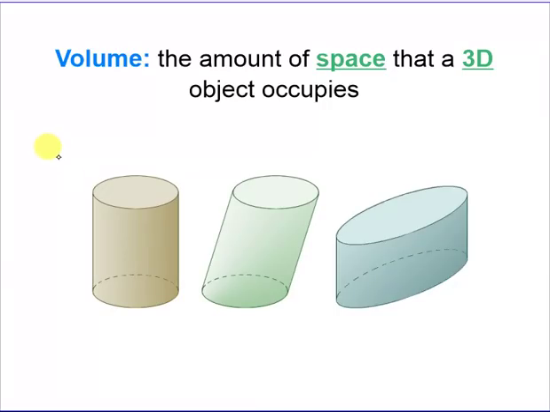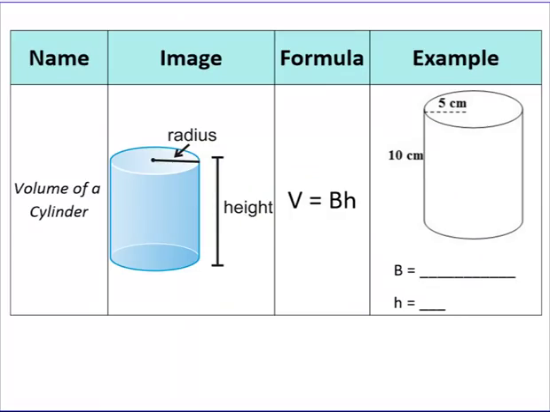Just to remind you, volume is the amount of space that a three-dimensional object occupies. So we're not talking about a plane figure that you simply draw on a piece of paper. A three-dimensional object is something that takes up space. You might want to pause the video so that you can take out your volume and surface area sheet and copy some of this down. You'll want to draw the image of the cylinder and also the formula of the cylinder.